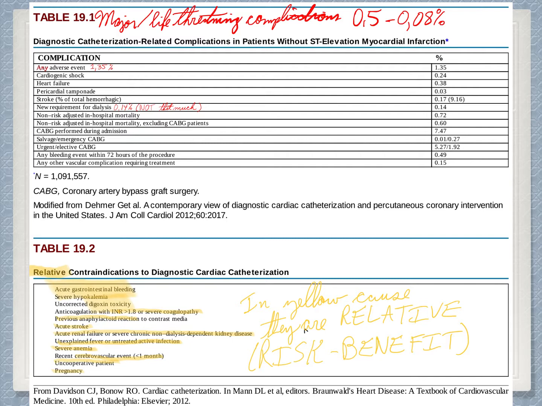Take into account all these different complications. You can pause the video, but in general the complication rate is pretty low, and the major complication is bleeding. We will see it next. There are no absolute contraindications. That's why it's highlighted in yellow. They are relative contraindications. That's why if the patient has acute kidney failure, that doesn't mean the patient cannot be taken to the cath lab.